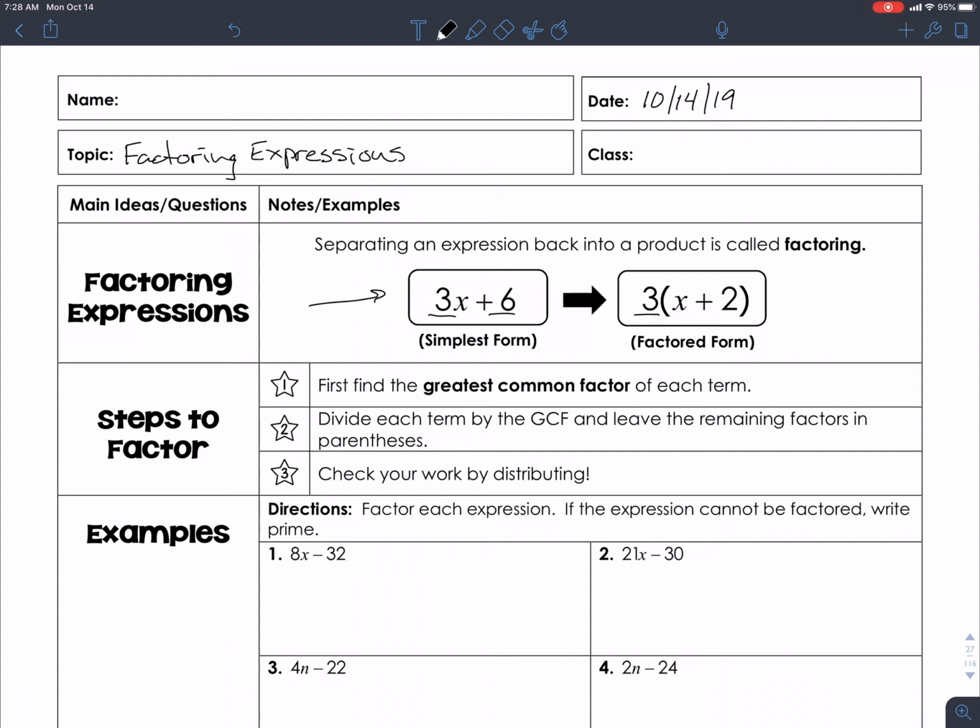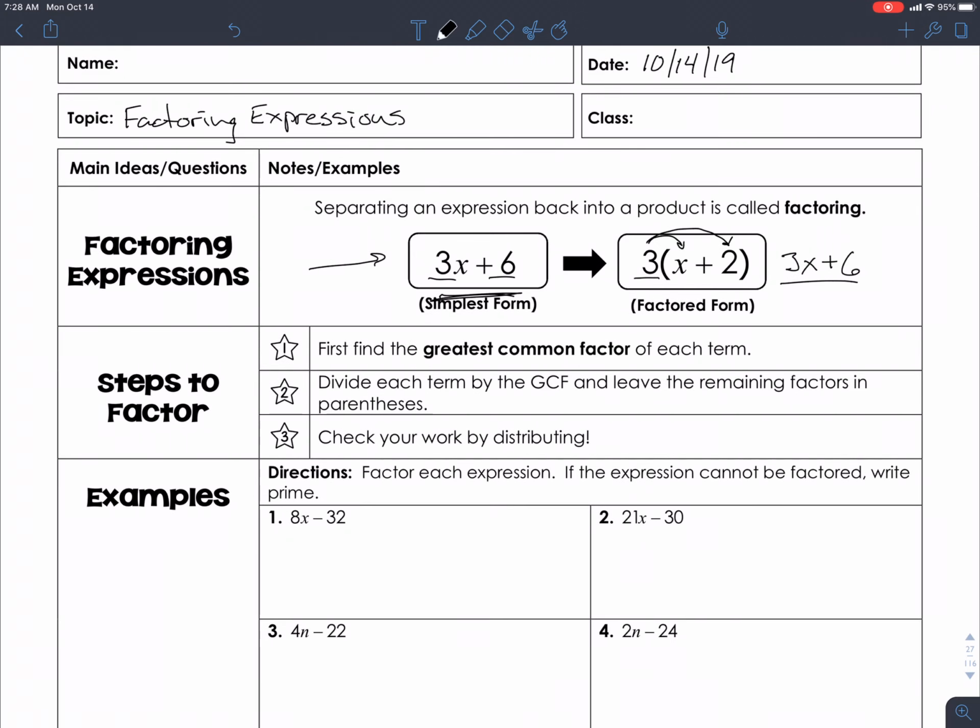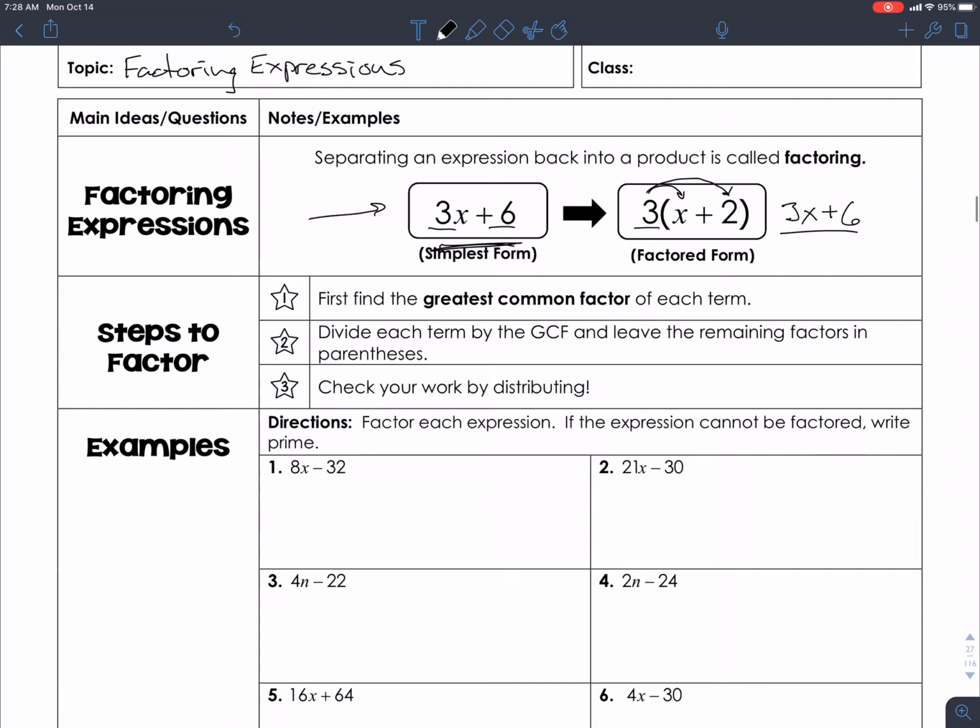Now, to tell if you did it right, you reverse the whole operation and do distribution again. So 3 times x would give me 3x. 3 times positive 2 gives me positive 6. Well, guess what? That's what I started with. So that tells me I did it right. Okay? So that's the whole idea, is pulling a number out that both numbers in both terms in the expression can be divided by.